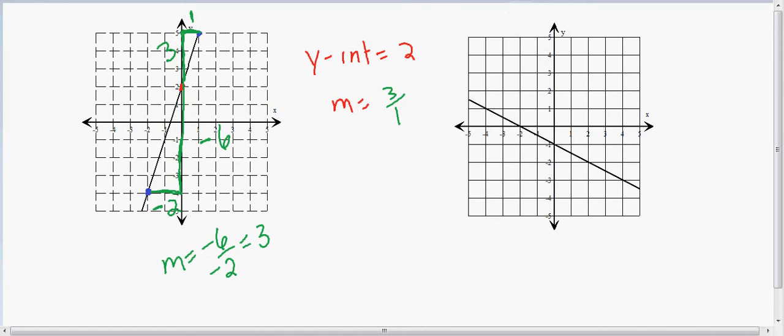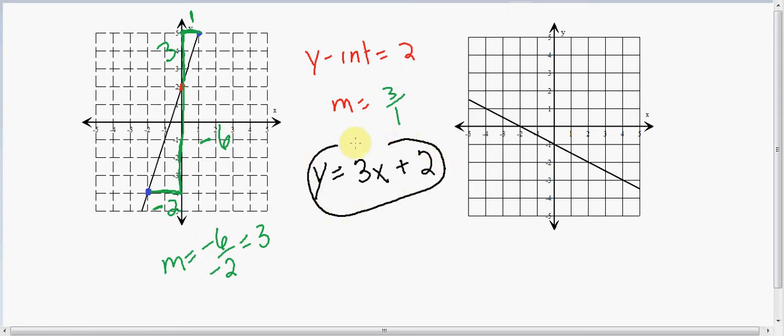Then finally we want to write the equation of our line, which is always going to be y equals something. In our case, 3 is the slope followed by an x. Slope's always followed by an x. And then our y-intercept, which is positive, so I put plus, and it's 2, so I'm going to put 2. So that is the equation of our line, y equals 3x plus 2.